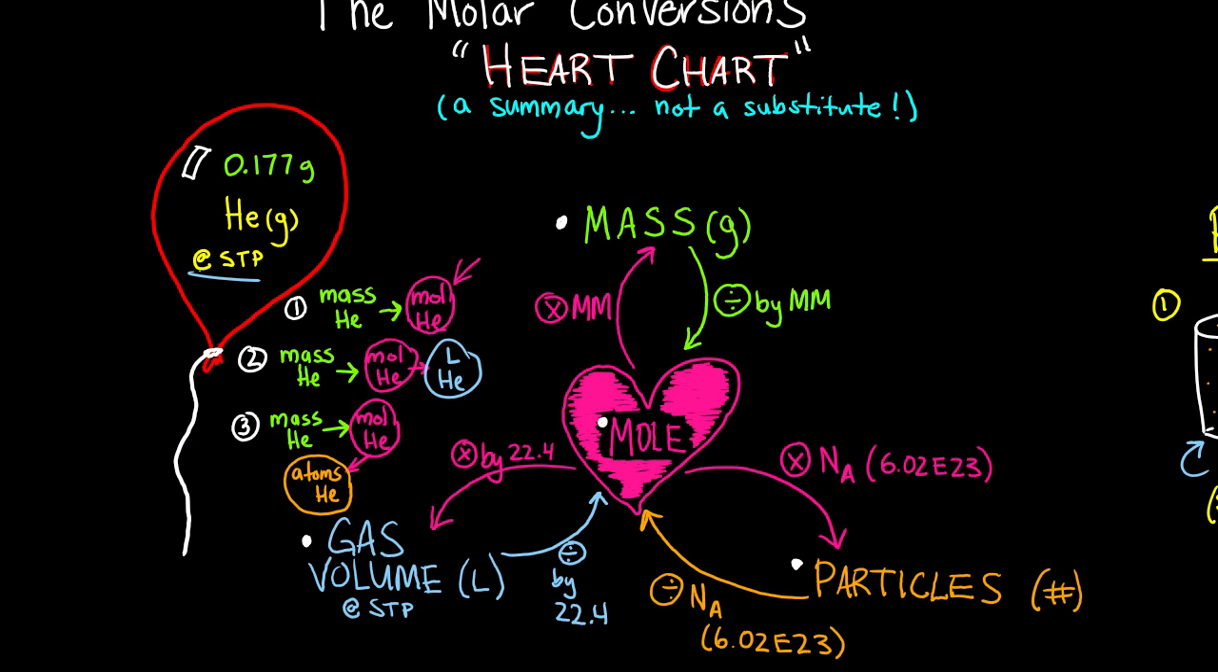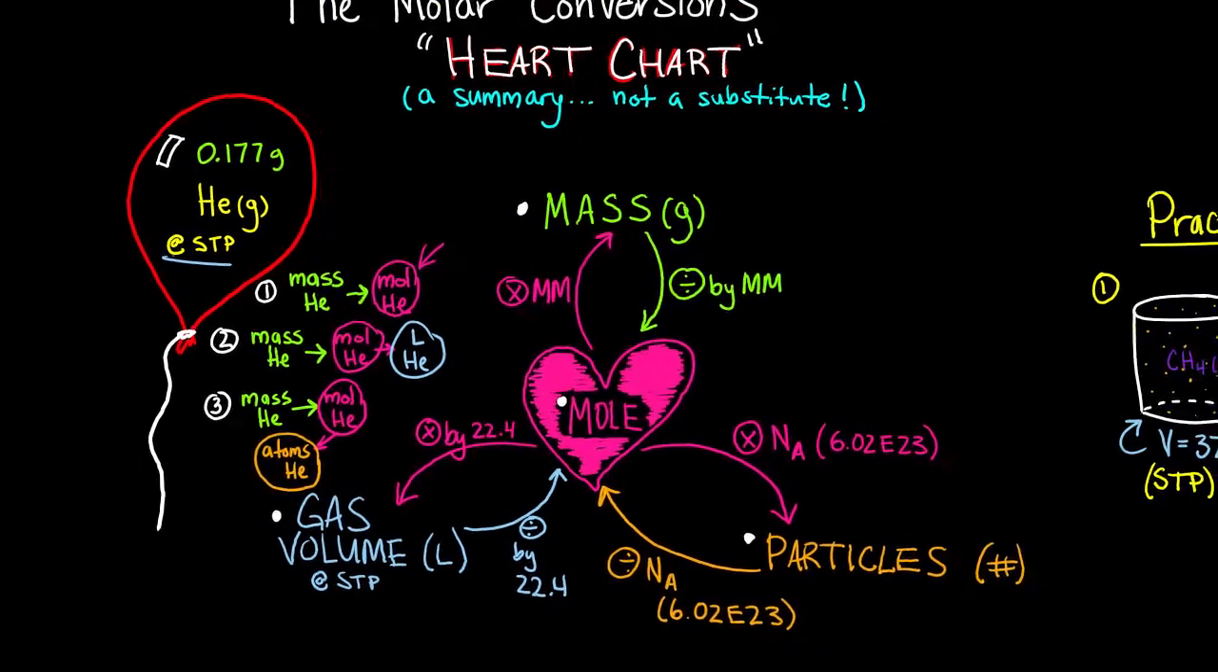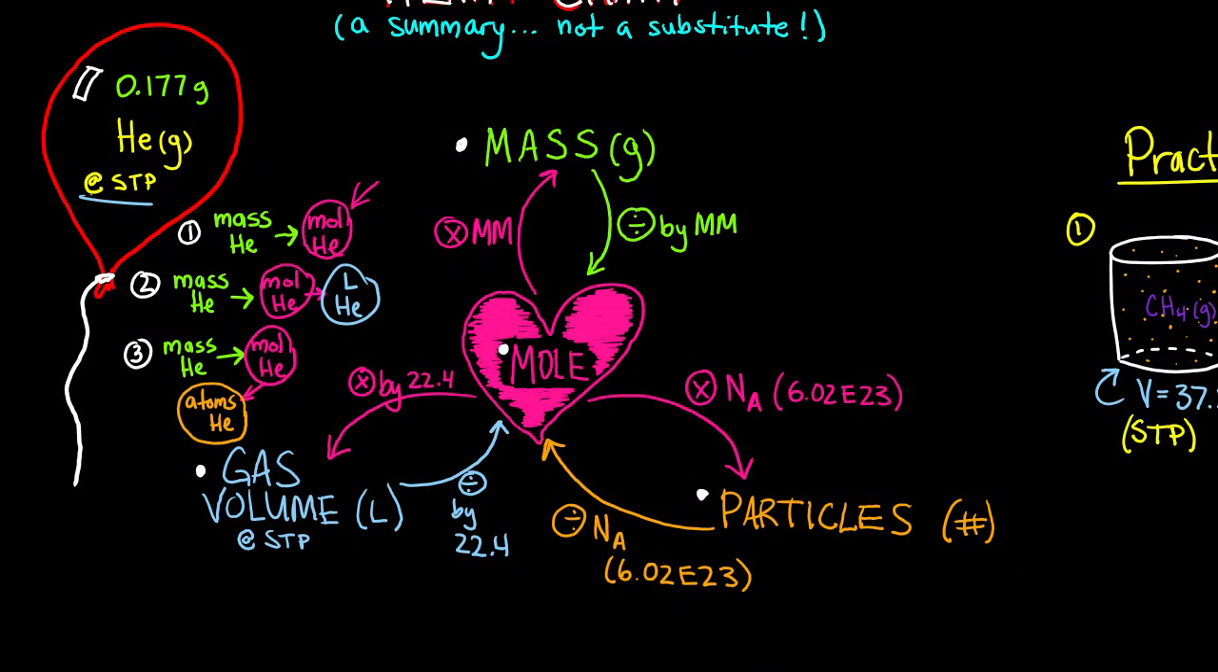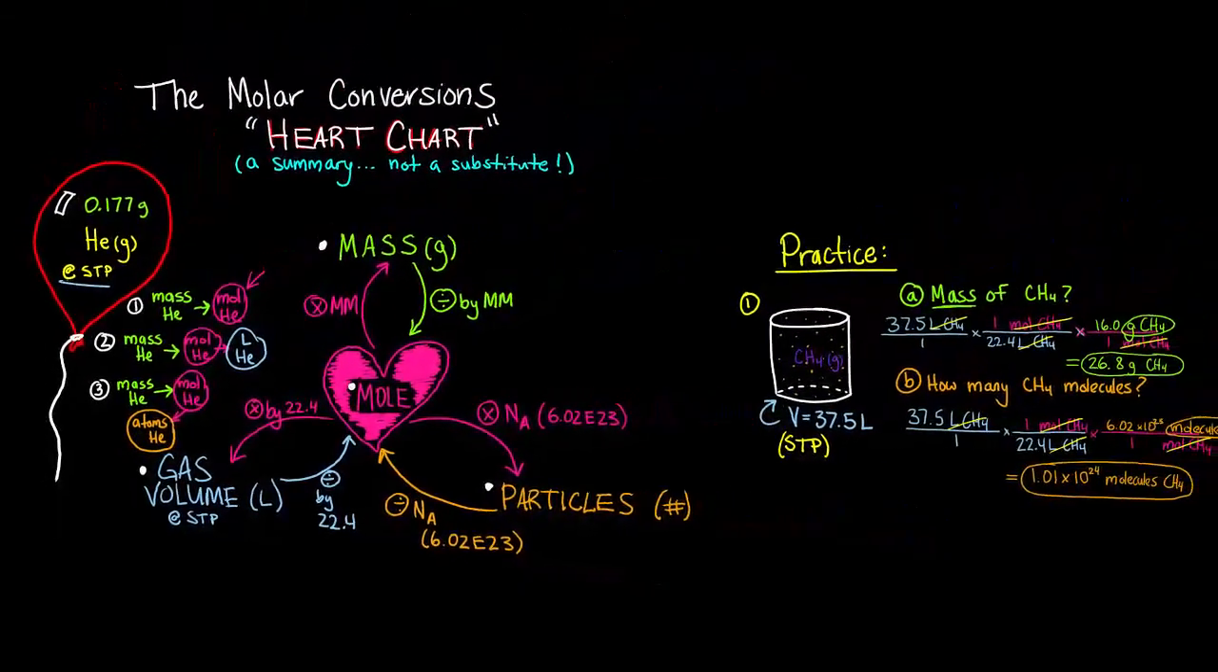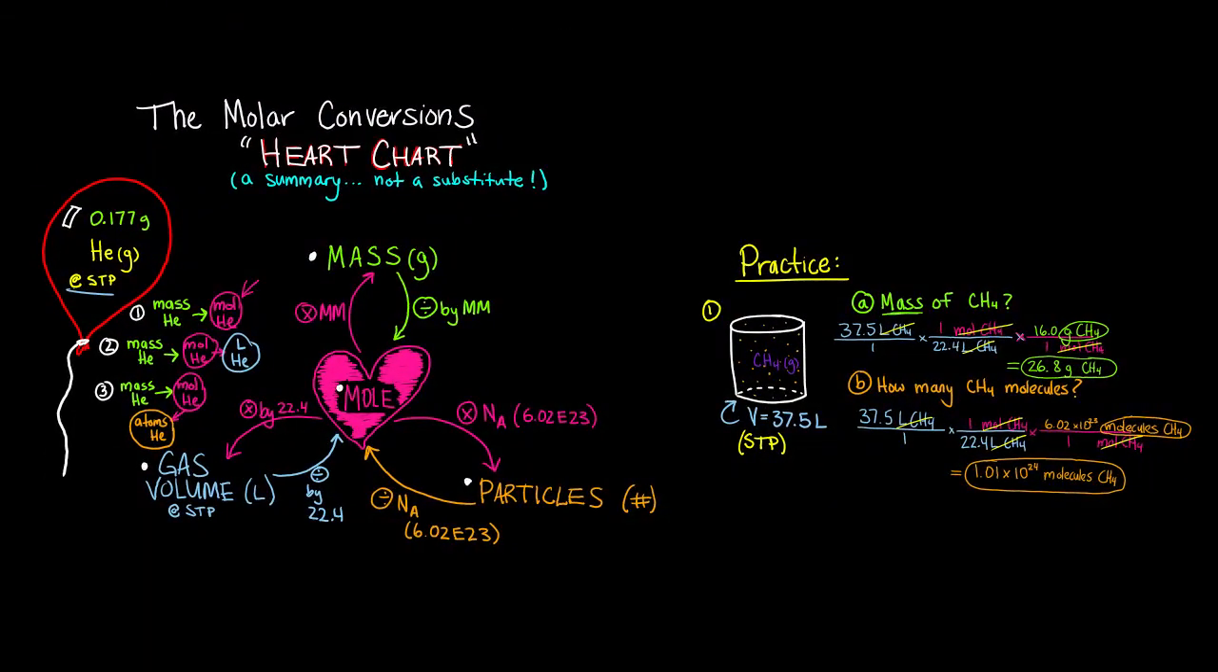Also think about why that 22.4 number is valid only at a standard temperature and a standard pressure of 0 degrees Celsius and 1 atmosphere. If that balloon were to be heated, it would actually expand and be larger. If that balloon were cooled down to being less than 0 degrees Celsius, it would contract and be smaller. Hopefully you understand the heart chart and why it's not a substitution, but rather a summary of the main molar conversions. Later on in chemistry, you would learn about how to determine volume and mass and other things when the conditions are different.